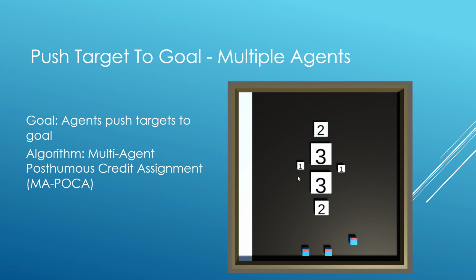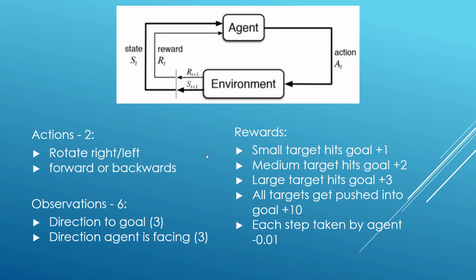So here you can see I have the 1, 2, and 3 targets. That not only corresponds with the size of the target, but also the weight of the target. So with the 1 target, one agent can push it. The 2 target, at least 2 agents have to push it, and then the 3 target, all 3 agents have to push it for it to be able to move. Here's my rewards. I did them a little bit differently. I only give the agent a reward if it pushes the targets to the goal. So it takes a little bit longer, but you can see right there how I have it set up.